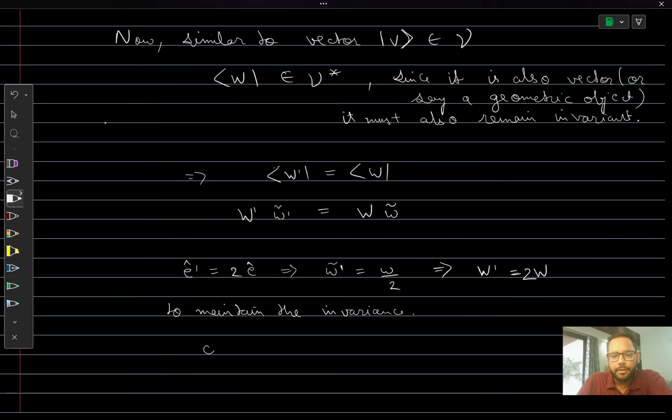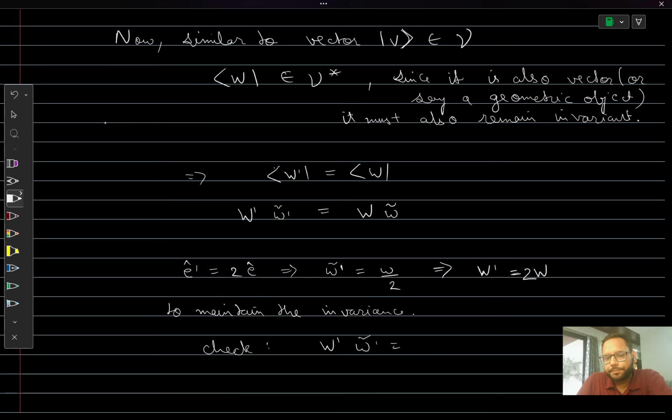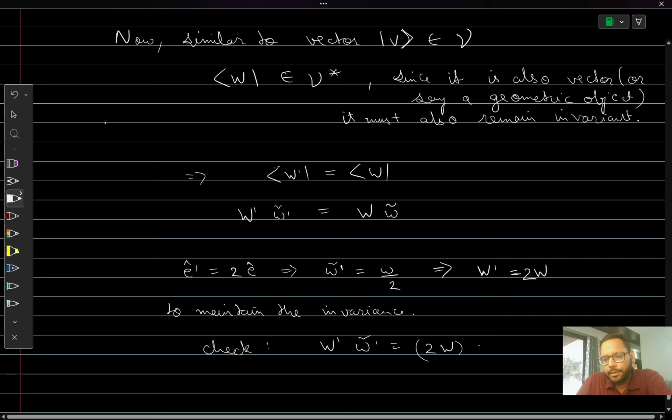You can check, this is my twice of this, and this is my half. So it will give me this. So they are contravarying, oppositely varying. They are varying oppositely.